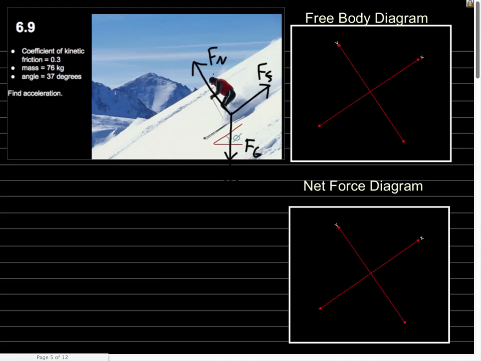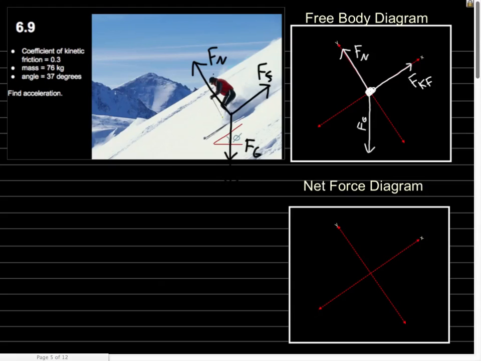So looking at this problem, we draw a free body diagram. Here's the guy. He has a force backwards, which is the force of kinetic friction as he's sliding. We have a force downward, which is the force of gravity. And then we have the normal force, which is going upward.